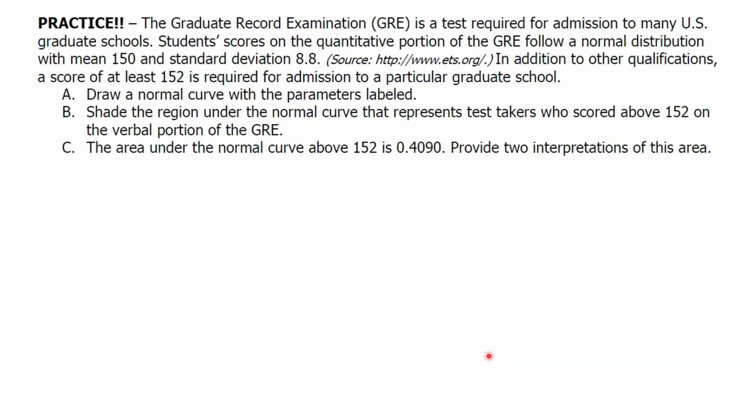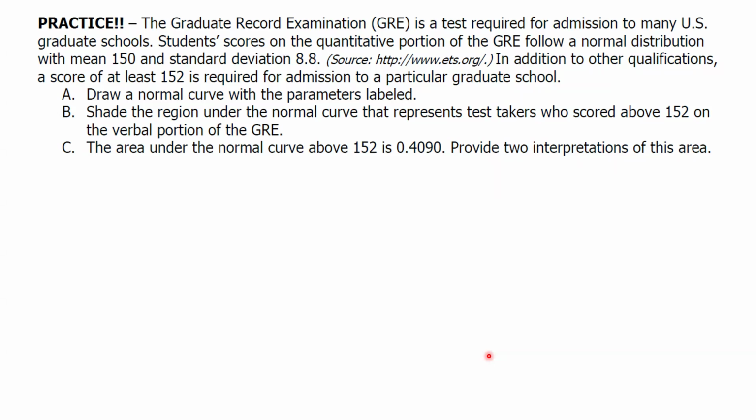So hopefully you paused and you attempted the problem. So this problem tells us that the Graduate Record Examination, or the GRE, is a test required for admission to many U.S. graduate schools. Students' scores on the quantitative portion of the GRE follow a normal distribution with a mean of 150 and a standard deviation of 8.8. In addition to other qualifications, a score of at least 152 is required for admission to a particular graduate school. You are asked to draw a normal curve with the parameters labeled.